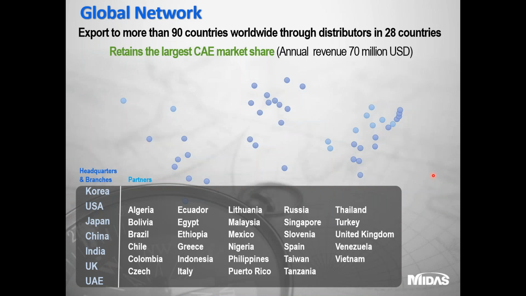To give a brief about our network, we have our headquarters in South Korea and our branch offices in US, Japan, China, India, from where we deal for the Africa and Middle East market. We have UK and UAE offices where we look after other regions. And we have channel partners across the globe. So we have more than 90 countries where we have channel partners for Midas supply and support.